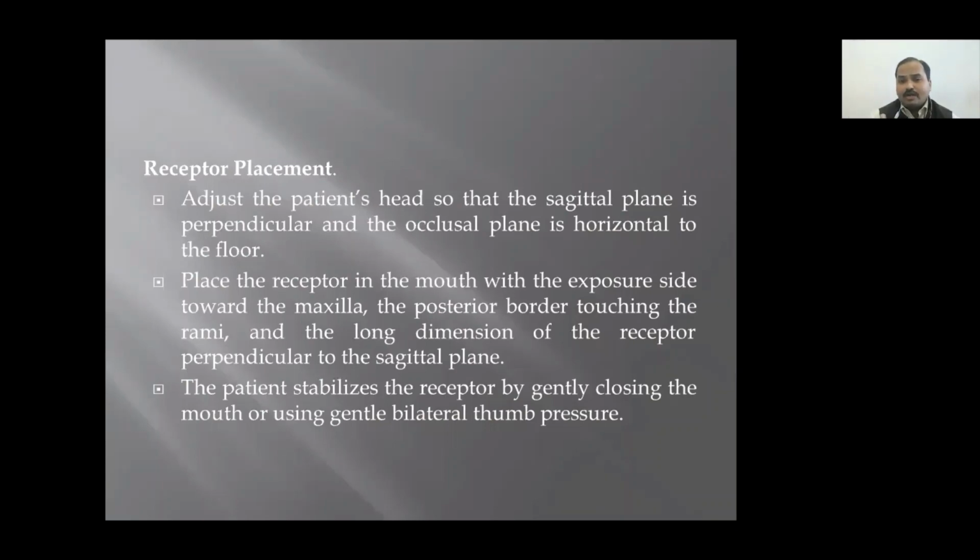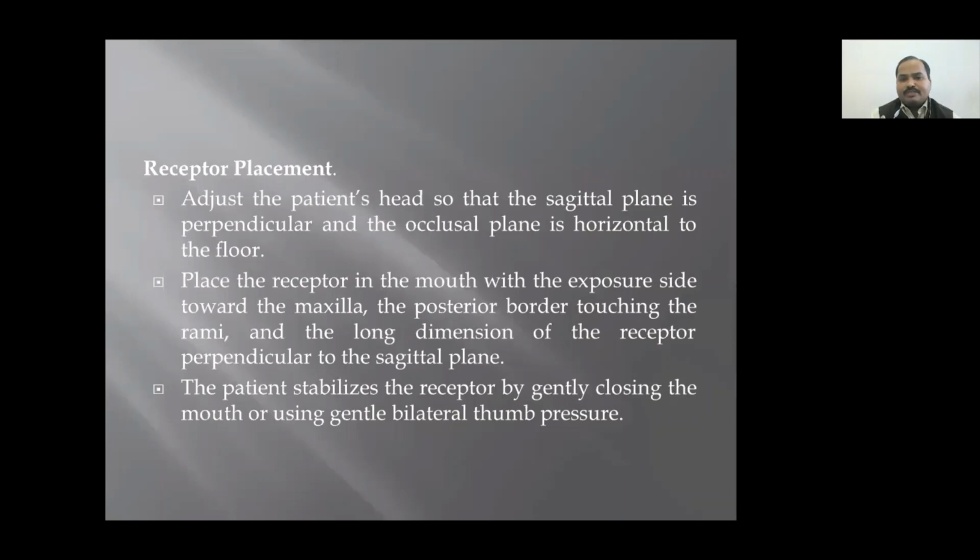And the long dimension of the receptor will be perpendicular to the sagittal plane. Okay? Because whenever we are placing the occlusal film inside the oral cavity, the film will be horizontal or parallel to the occlusal plane and perpendicular to the sagittal plane.